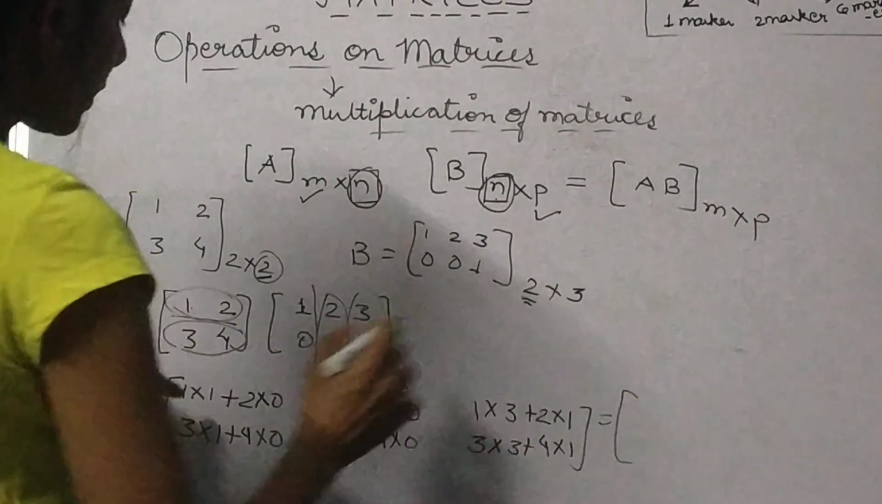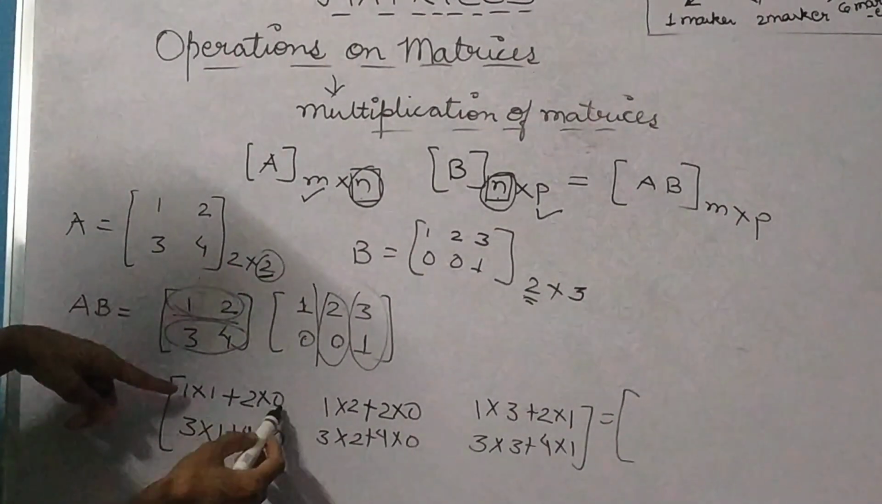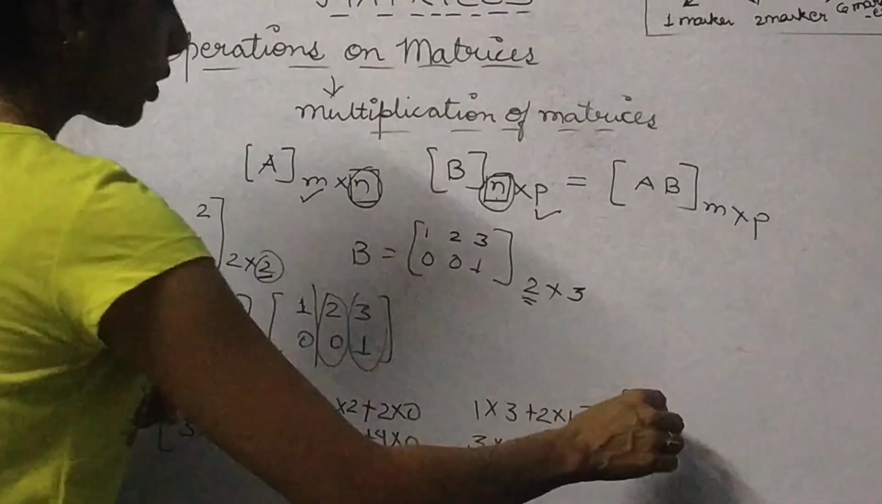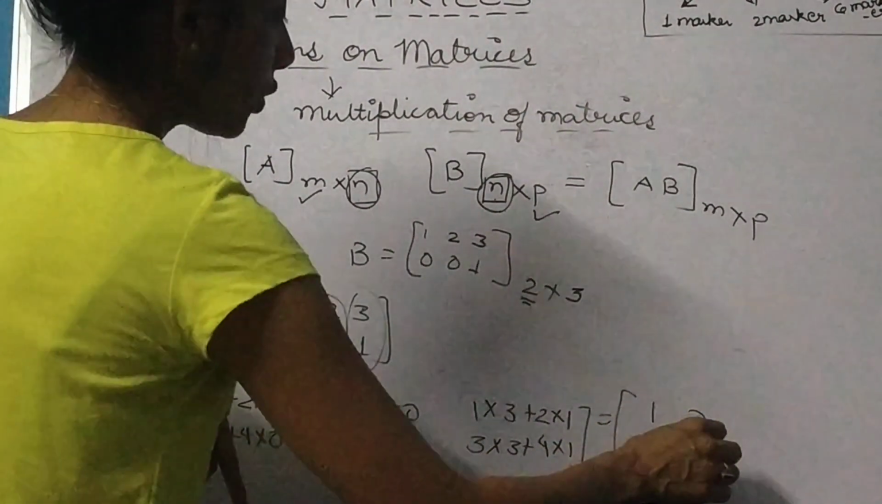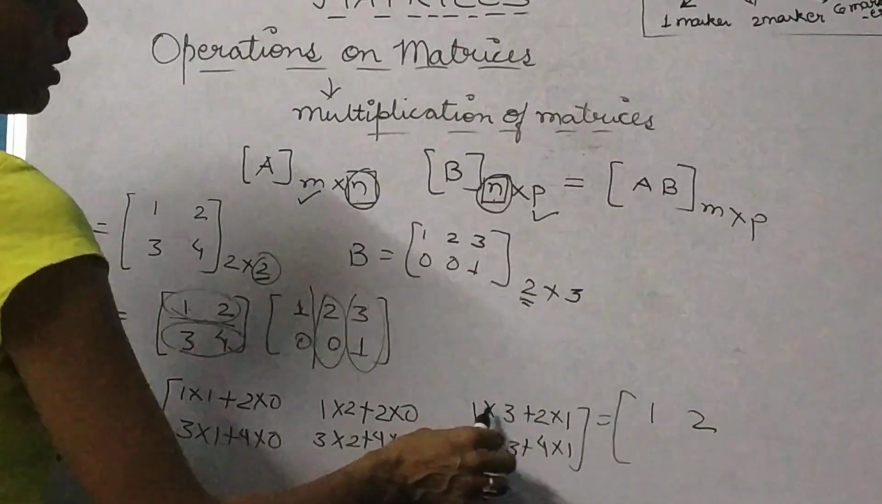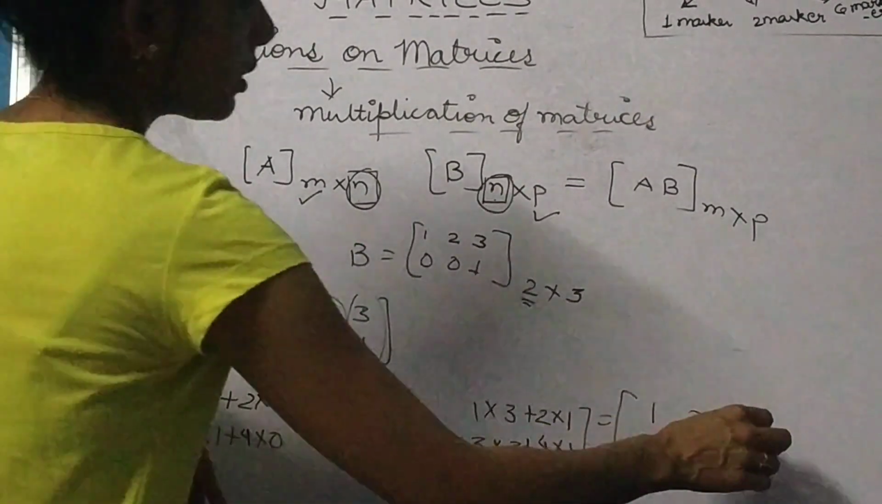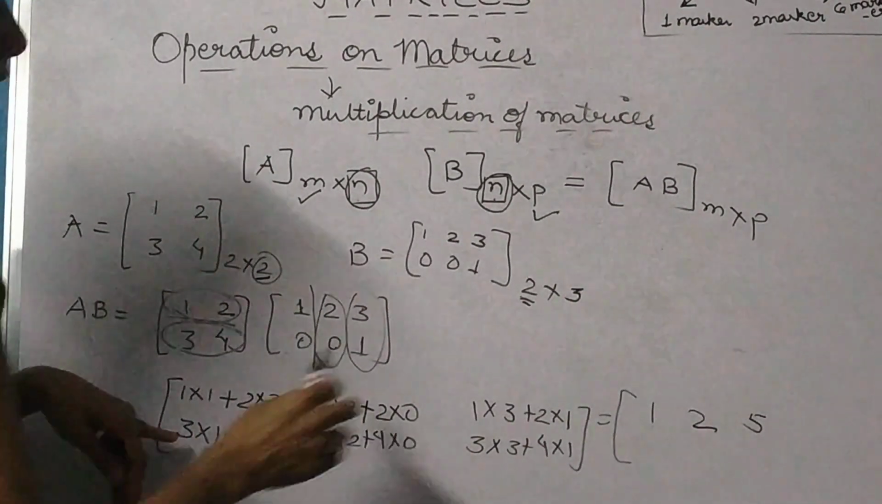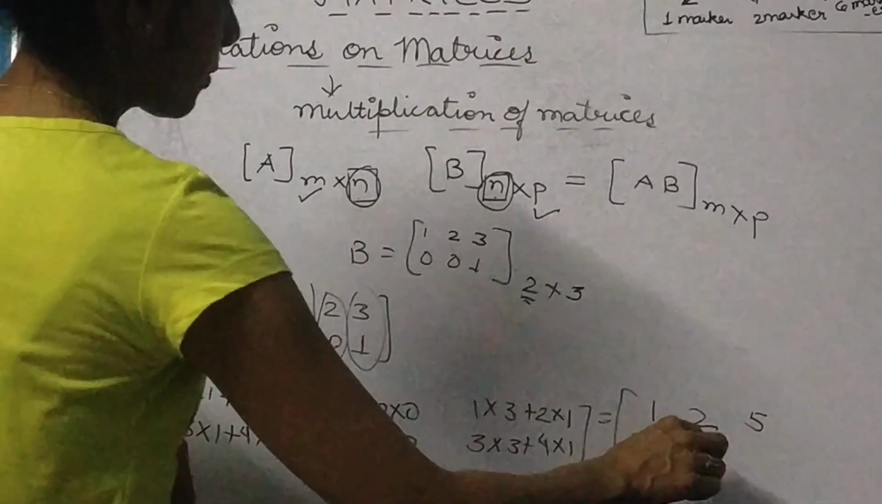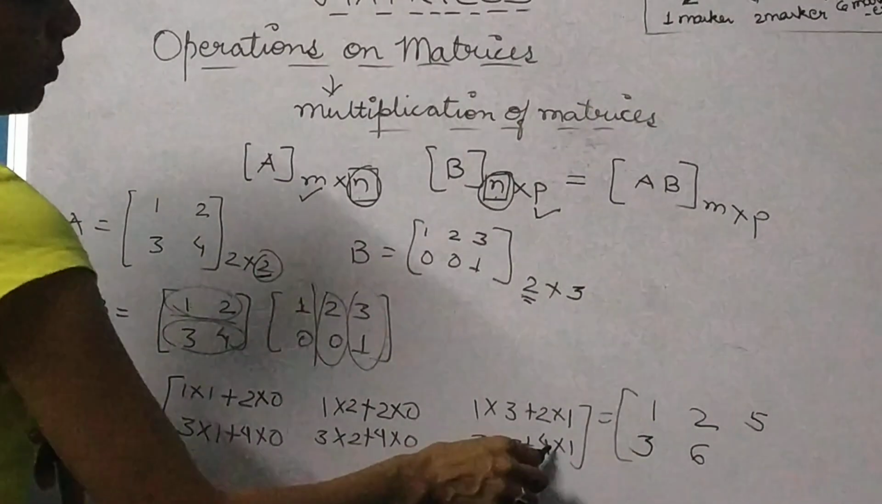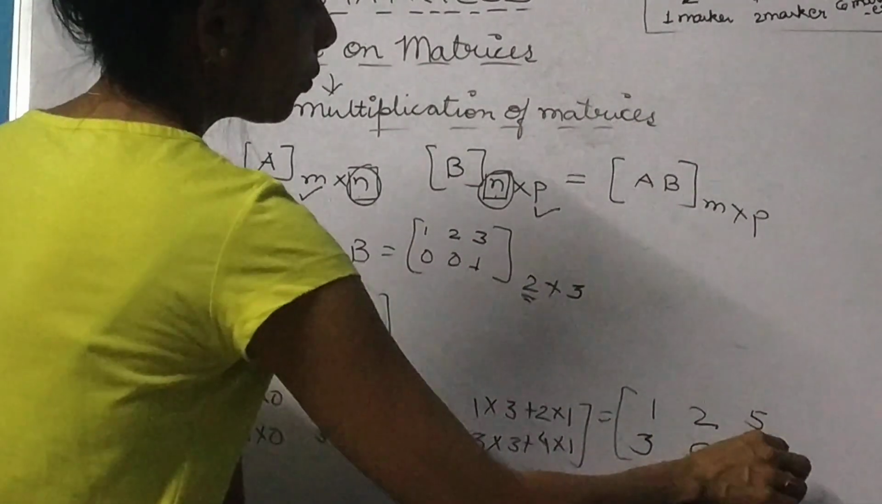This gives me 1 into 1 is 1, 2 into 0 is 0, so this gives me just 1. 2 ones are 2, this is 0, so it is just 2. 1, 3, 3 plus 2, it is just 5. This is 3, 1. 3 into 1 is 3. 3 2s are 6. This is 3 3s are 9 plus 4. So 9 plus 4 is 13.